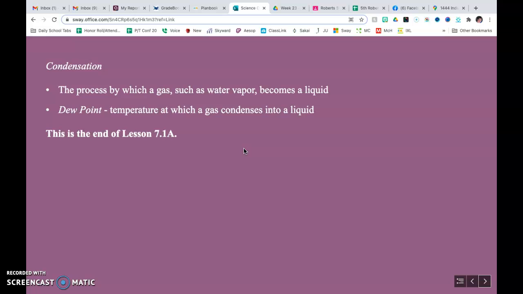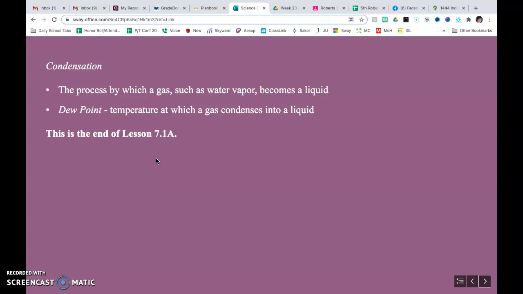And then last but not least, condensation. We're going to add dew point to this. We know that condensation is the process by which a gas, like water vapor, becomes a liquid. So the dew point is the temperature at which gas condenses back into a liquid. If you get up in the morning sometime and there's dew on the ground, that's due, D-U-E, to condensation. So the dew has fallen.